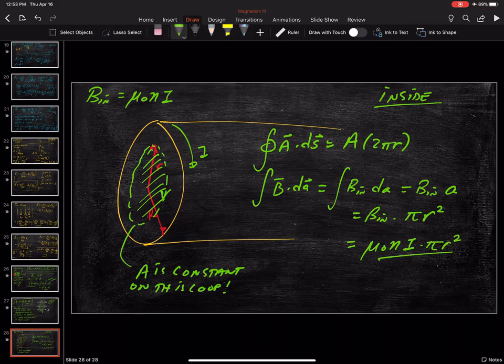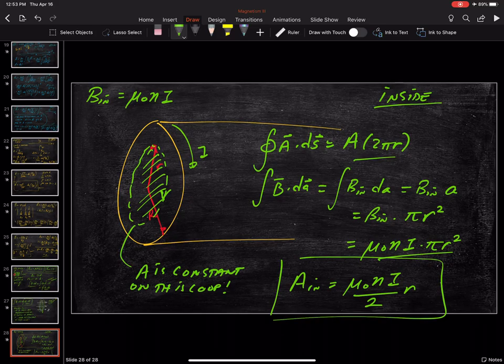And I set this equal to that. And so I find that A inside is equal to, let's see here, mu naught N I over 2 times r. Okay? And if you want to throw in a direction, remember it's spinning around, so you get this little phi hat thing. Okay, see, nothing to it.